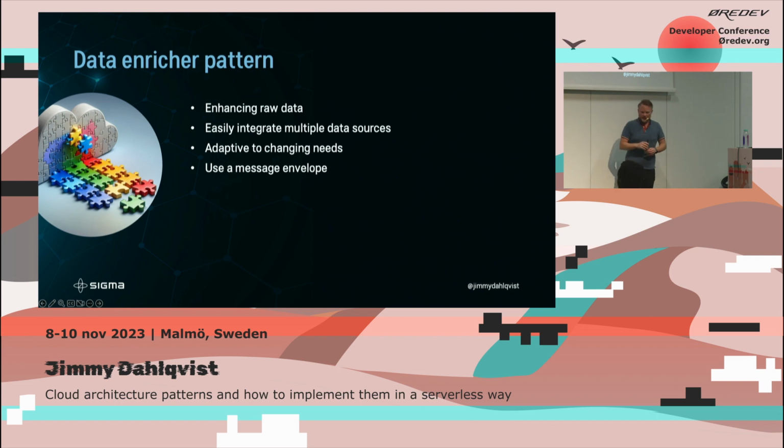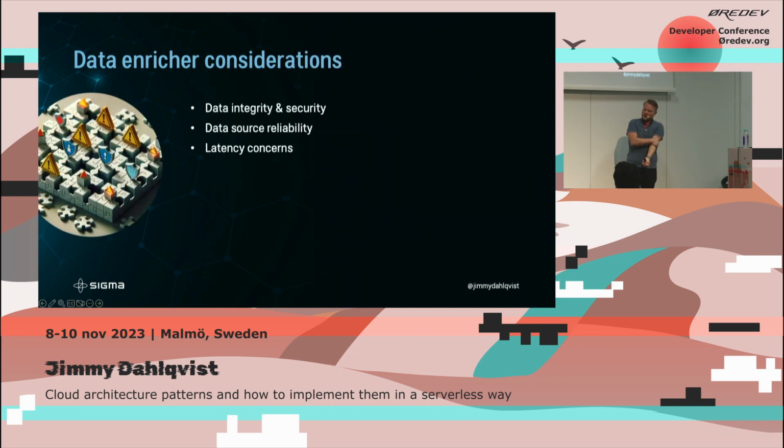We're going to talk about the data enricher pattern. And that is something I've been using a lot in event-driven architectures. It's a way for us to enhance or add information to a raw data event. It's easy to integrate with multiple data sources. It's very adaptable if we have changing needs regarding what data we need to have in different domain events. And we can use a message envelope. So we can have the original message and then add enriched information to the envelope.